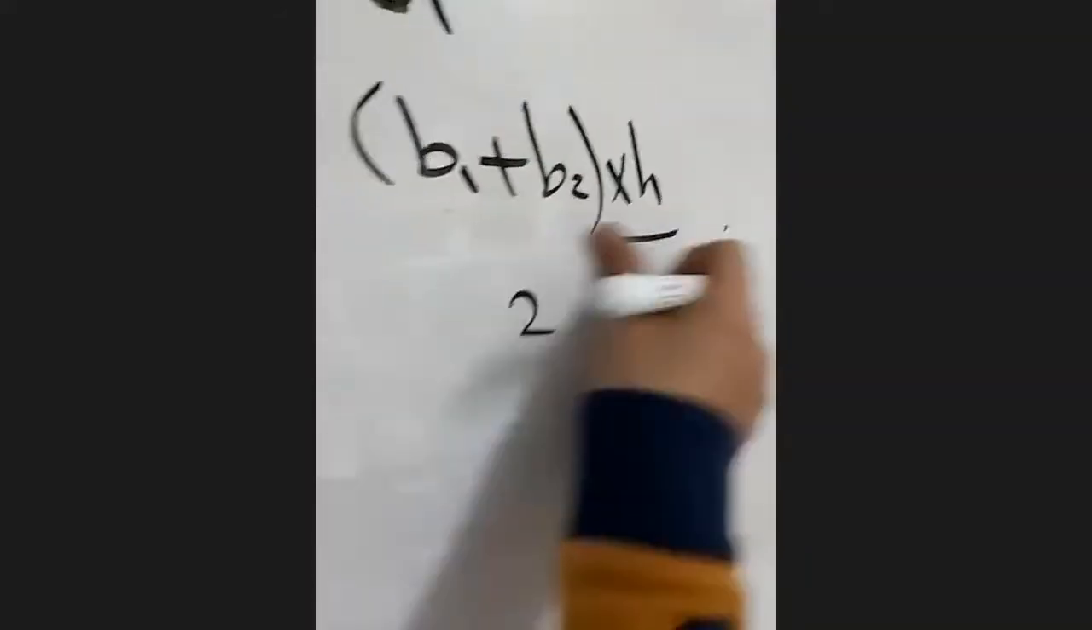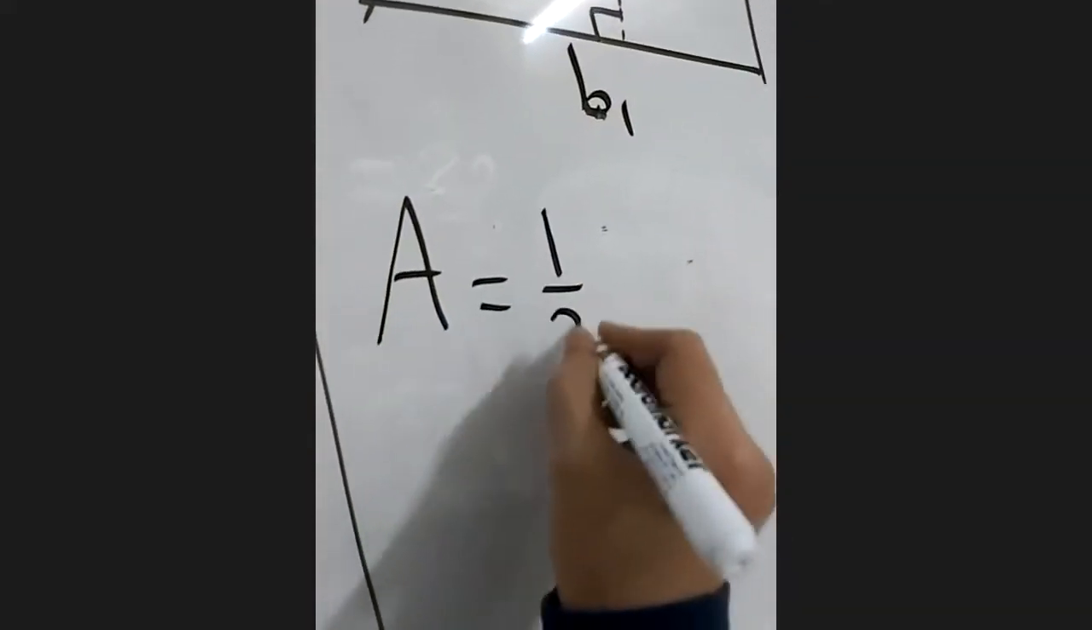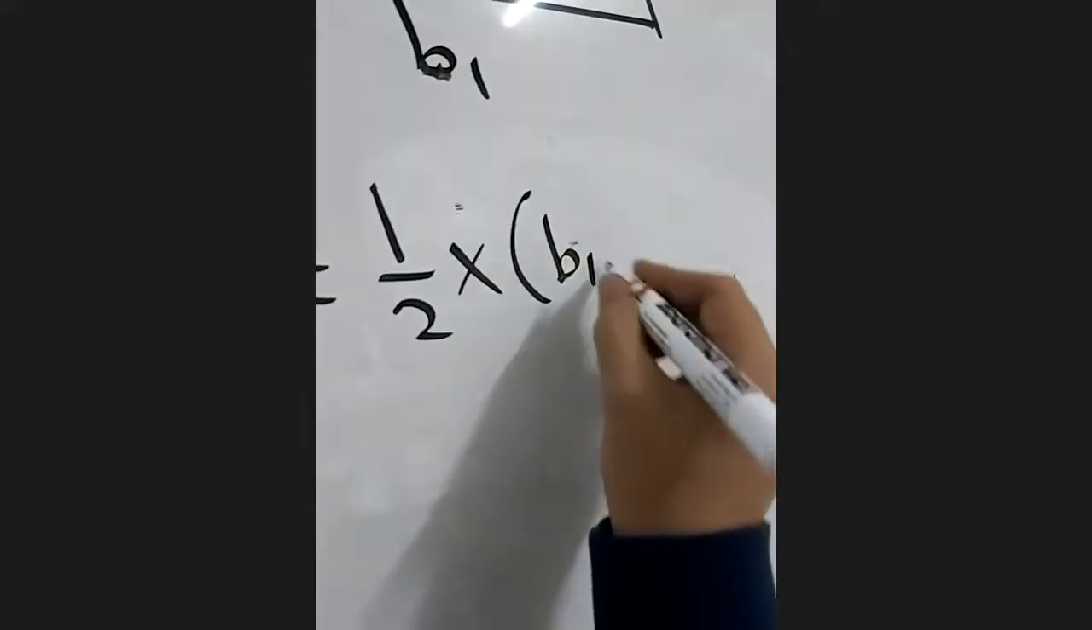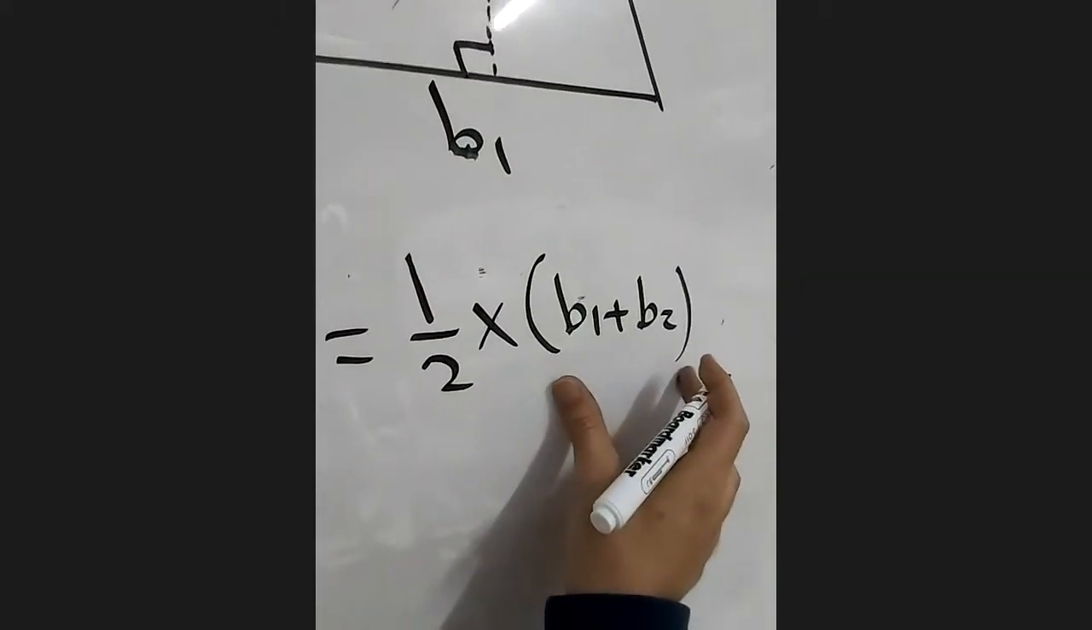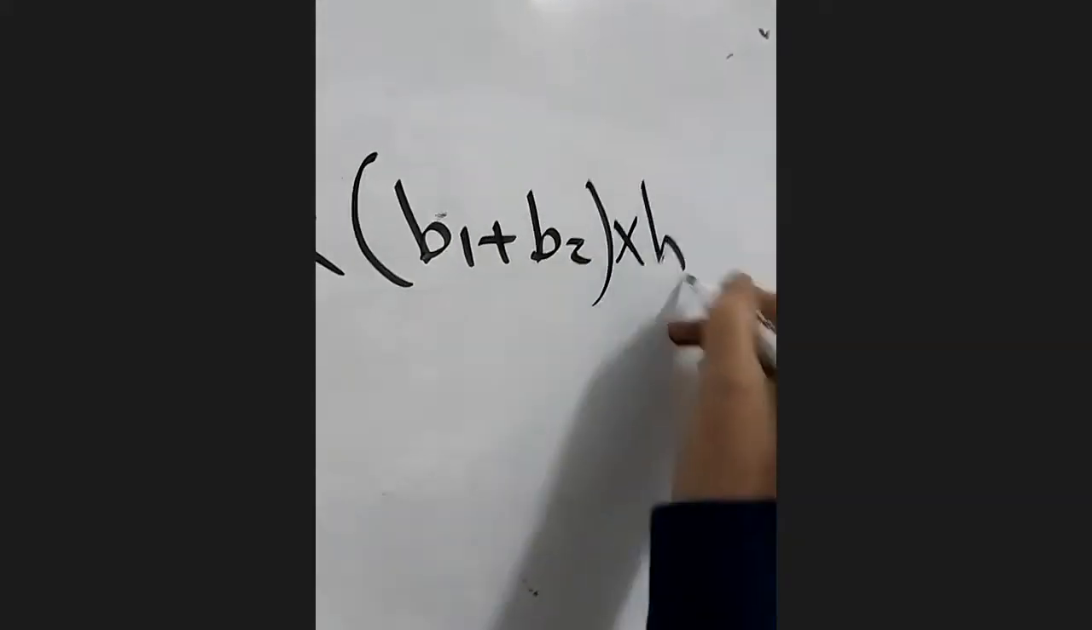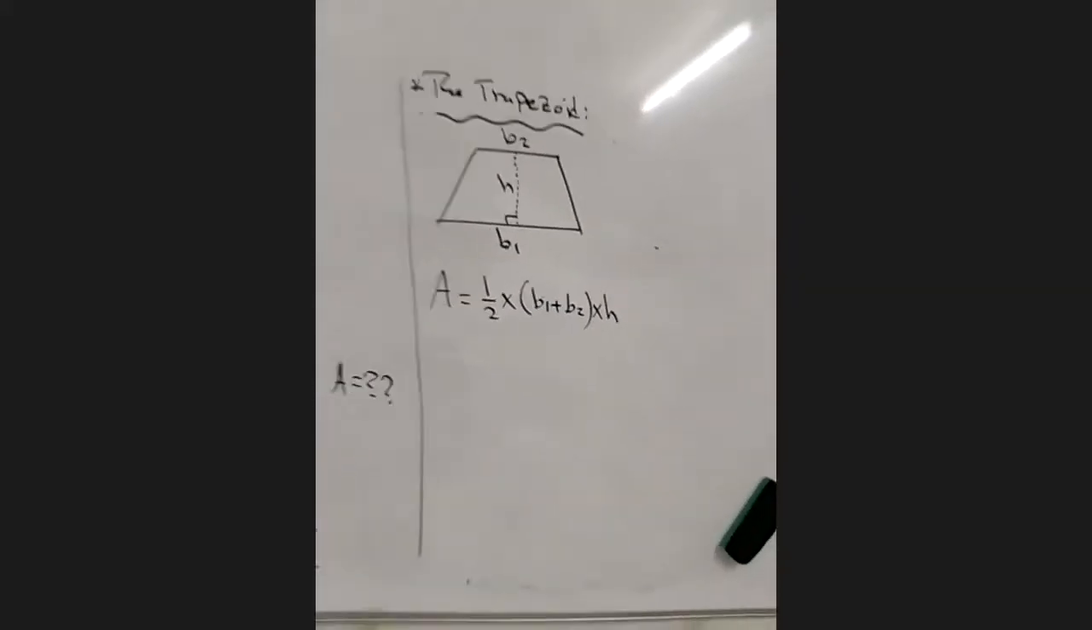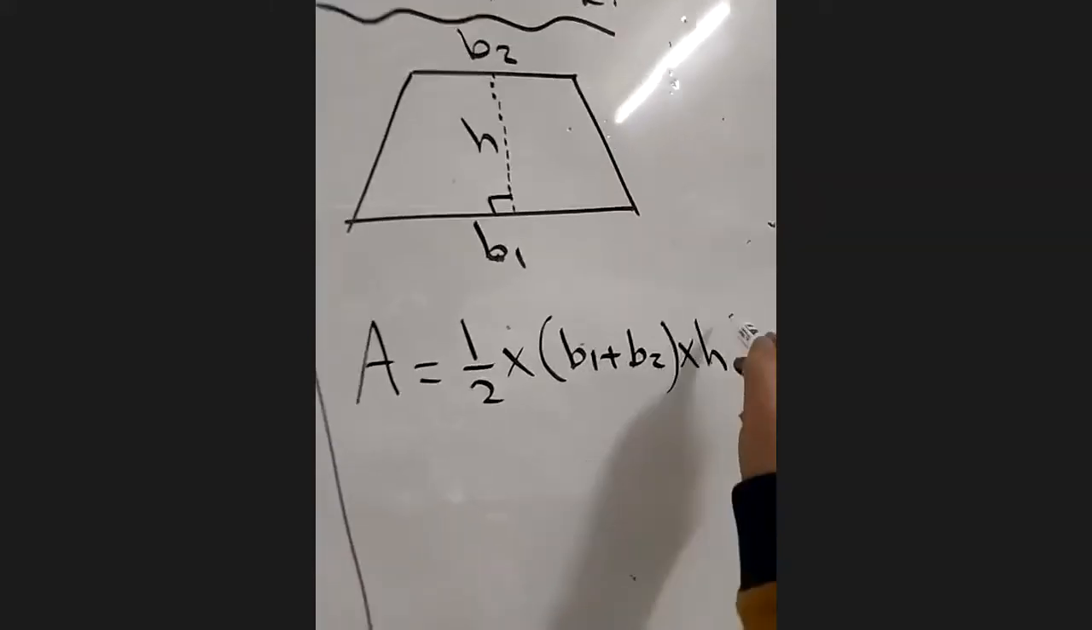Or without over 2, you can write it in a different way, like this one. Half multiply B1 plus B2, and the bases are inside a bracket, don't forget that. All multiply by height, like this one. This is the formula of the trapezoid.